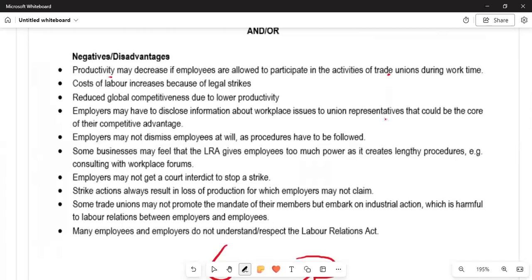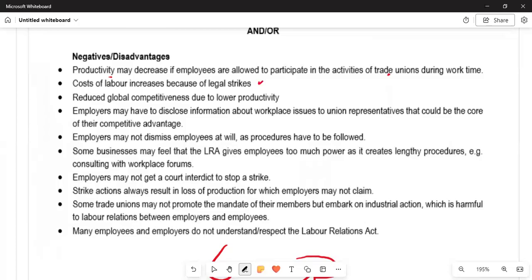Remember that the trade unions are the representatives of the employees in the business. And then we are seeing the labor costs increase because of the illegal strikes. It also has a negative impact on productivity. The more strikes occurring in the business entity, the less productivity it has. So yes, and then let us talk about the reduced global competitiveness due to the lower productivity that can occur.